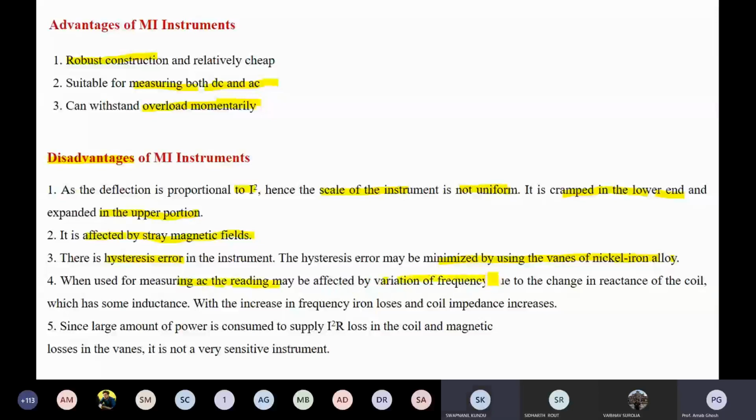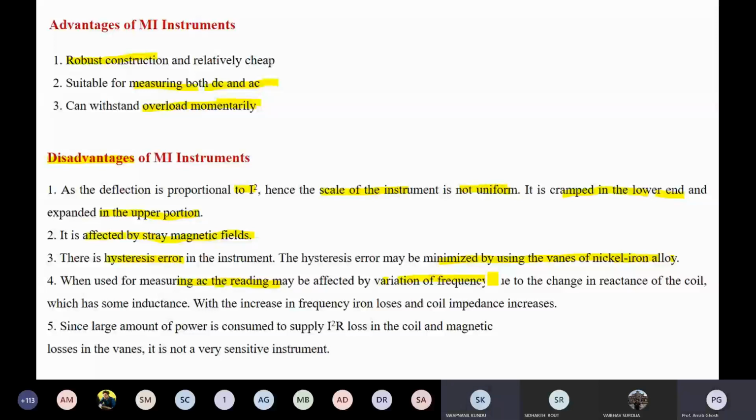My request is to mute your speakers. All the listeners, please mute your speaker. Some interference noise is coming from my side. Please mute your audio.